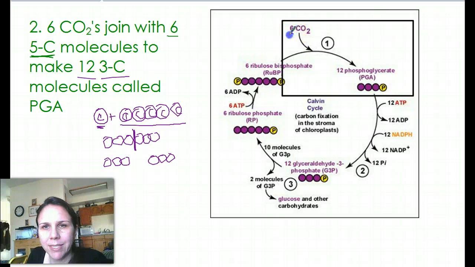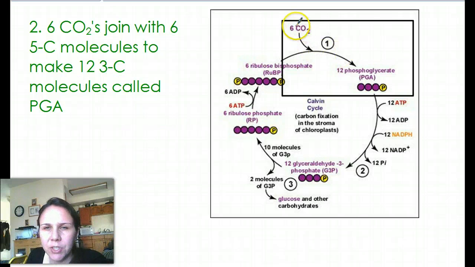Now because I have 6 of everything, by the time I'm all done I end up with 12 of these little 3 carbon molecules. These 3 carbon molecules are called PGA, or phosphoglycerate. So we're just going to call them PGA to make it a little bit simple on you.